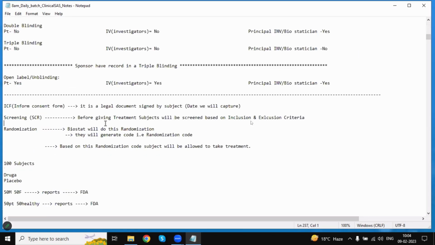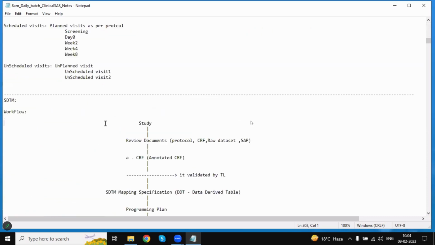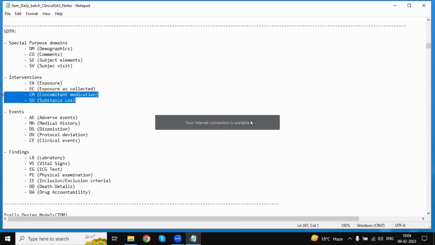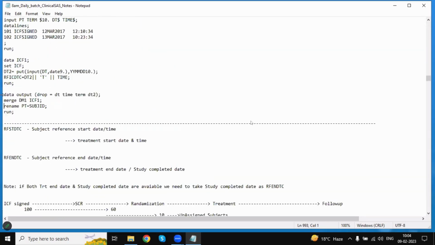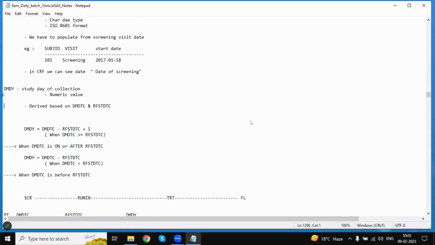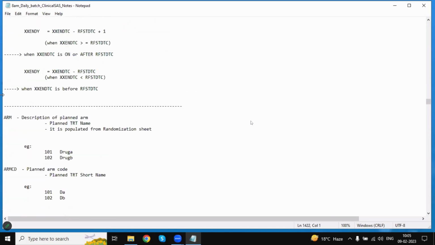Right. So today we'll start with interventions domains. We'll start with concomitant medication domain. At last I'll review your codes. So let us now discuss a couple of domains. Then we'll go to reviewing of your codes. Okay.